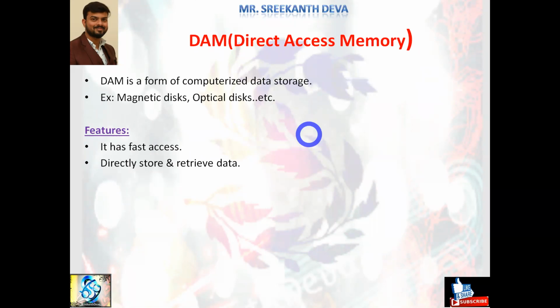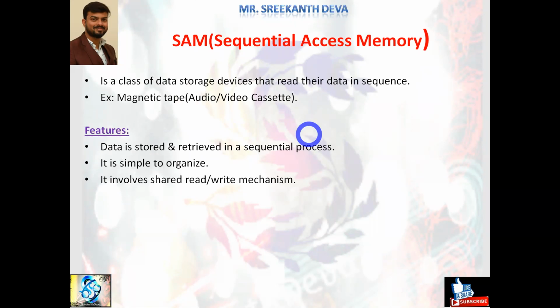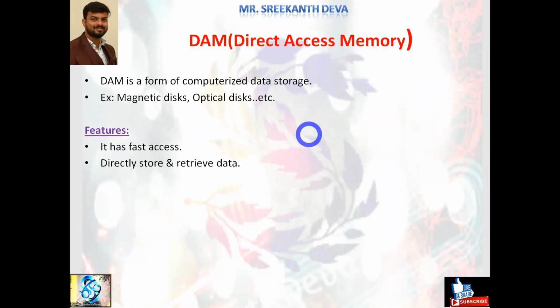In sequential access, magnetic tape has only sequential access. But direct access, like optical disk, magnetic disk, and CD-ROM, has direct access. So sequential access has what? Slow access. But direct access has what? Fast access. So these are some differences between SAM and DAM.